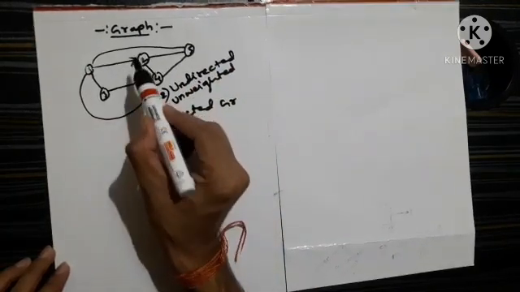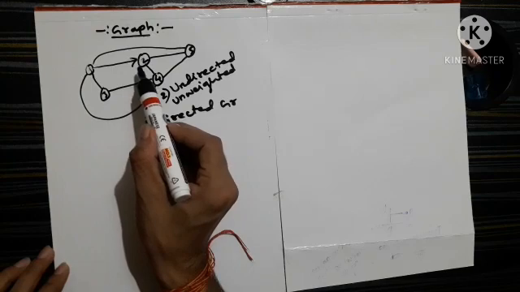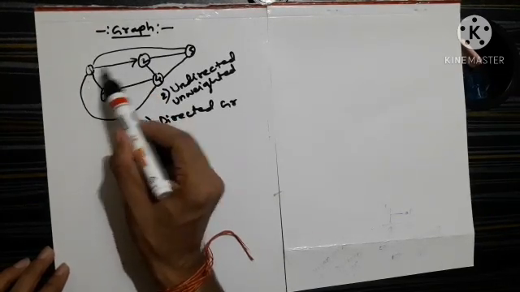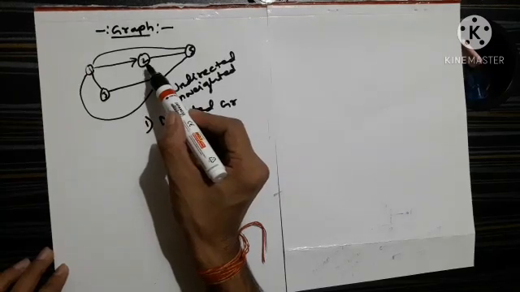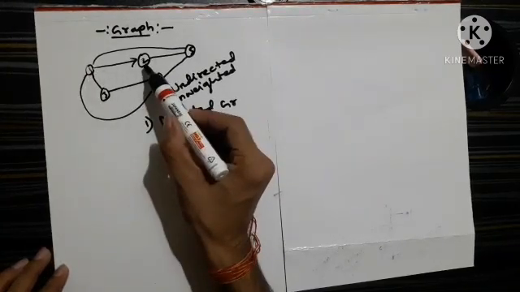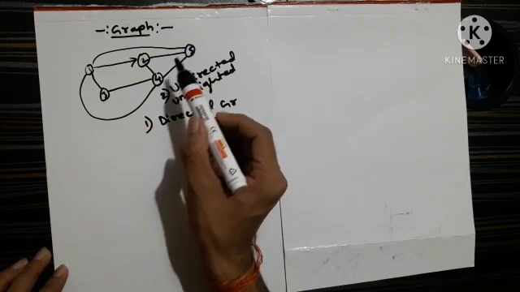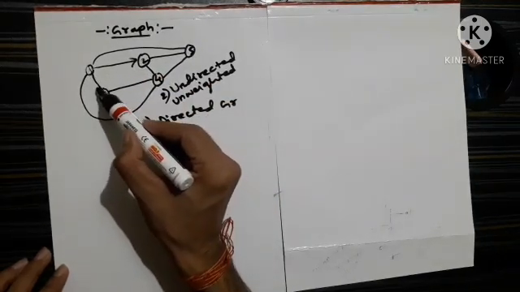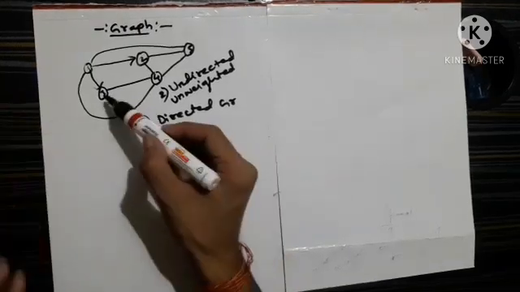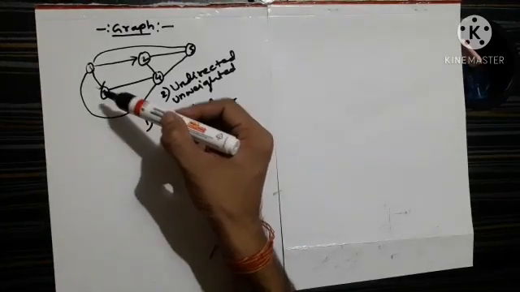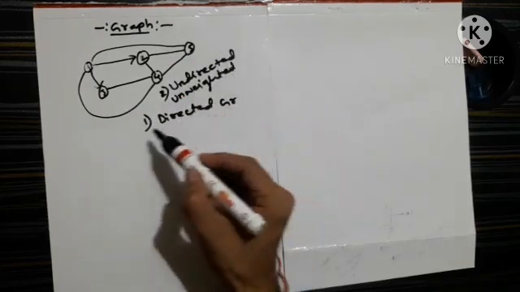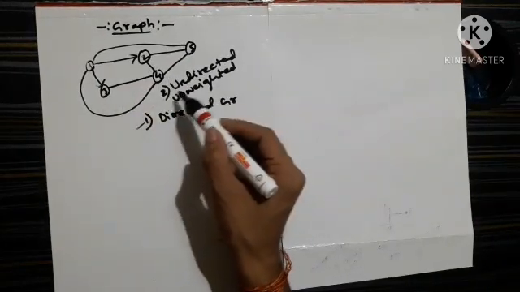Suppose from city 1 I can only go to city 2, but from city 2 I cannot go to city 1. This arrow means forward. So from city 2 we cannot go to city 1, but from city 2 we can go to city 5. Let's suppose from city 1 I can go to city 3, but from city 3 I cannot go back to city 1. So it is a kind of directed graph. This is an example of a directed graph, and the previous one is an undirected graph.